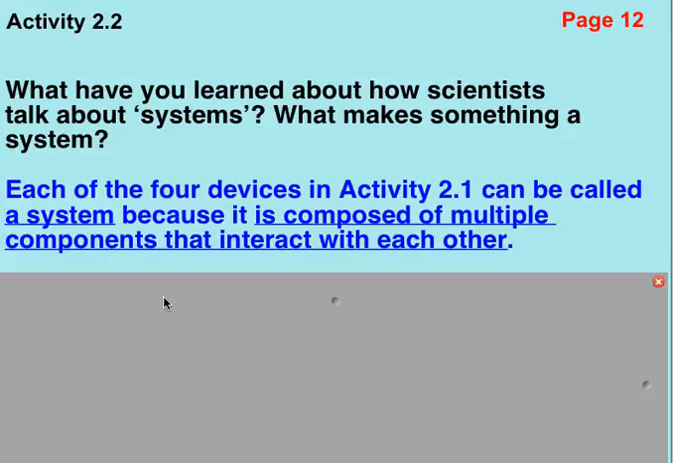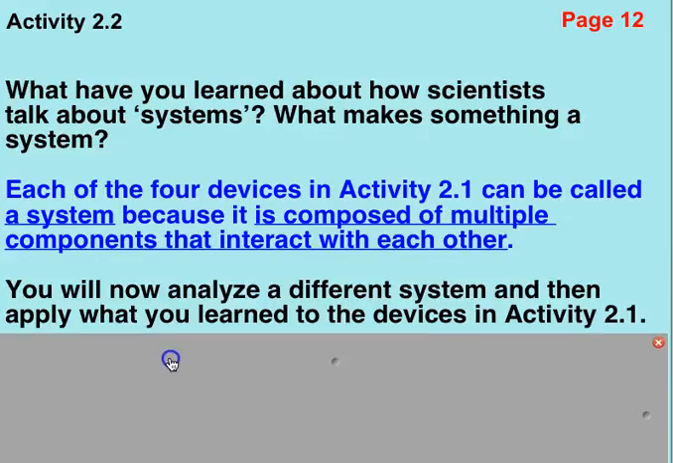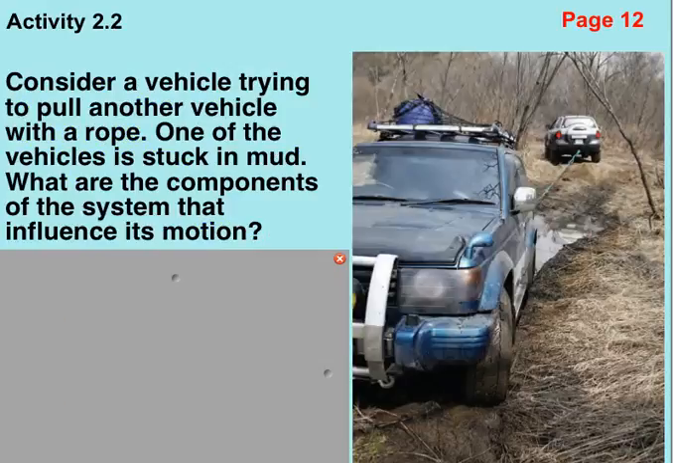The air-powered car, the tape to hold the car and the fan together, and the fan would all be considered part of the system, and the table as well would be part of that system. So what you're going to do is analyze a different system and then apply what you've learned to the devices in Activity 2.1. So I've got a scenario for you today. Consider these two vehicles. They're trying to pull one another. Say one got stuck in the mud, and it looks like this is the one that's stuck in the mud.